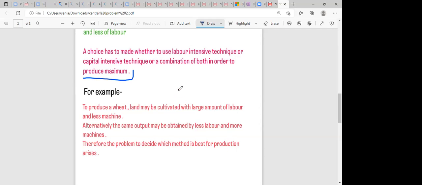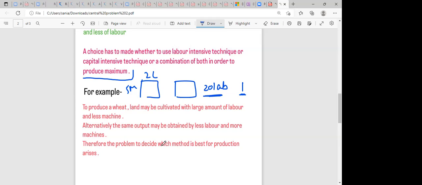For example, this is your land, and you are using 20 labors and one machine. So more labor and less machine. Similarly, if you want to cultivate this land, you can use 5 machines and 2 labors. But you have to decide whether you're going to use this combination or that combination.